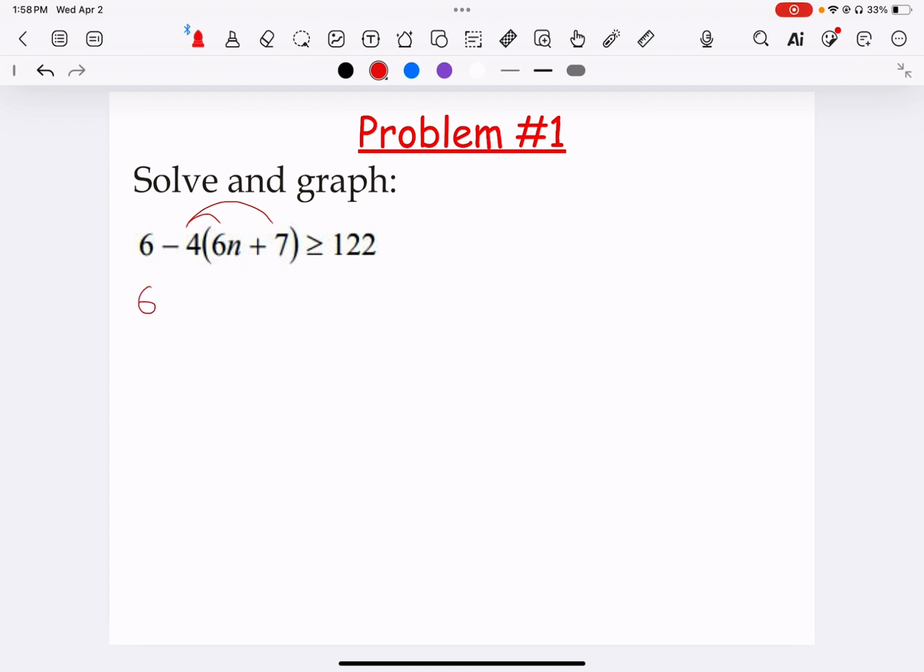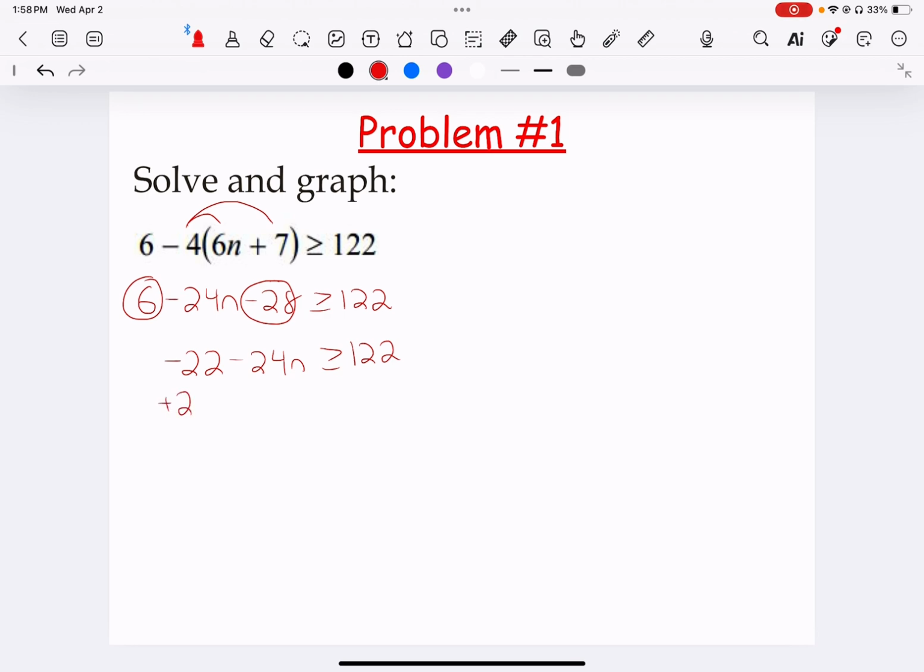The 6 just comes down. Negative 4 times 6n is negative 24n. Negative 4 times positive 7 is negative 28. And that's greater than or equal to 122. Now I can combine my like terms, 6 and negative 28, to give me negative 22. Negative 24n comes down, greater than or equal to 122.